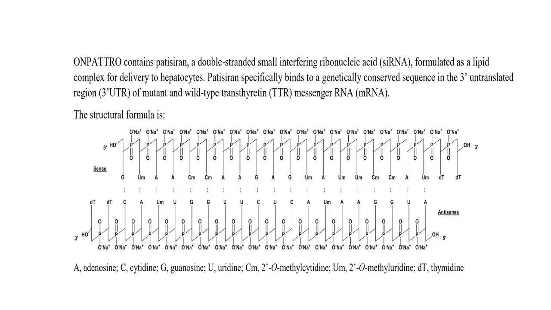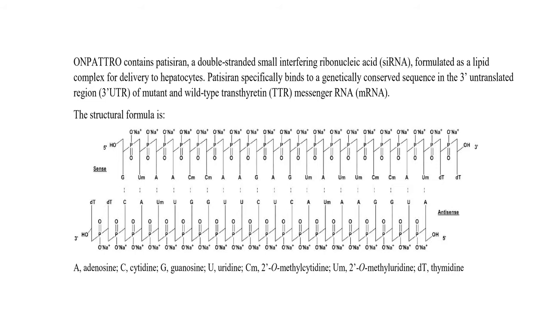Okay, so Onpattro is a double-stranded, small interfering RNA, and it is delivered as a lipid complex. As we've seen before, lipid nanoparticles are working out well as delivery agents in the human body. So the target of this particular oligo is a conserved sequence in the 3' untranslated region of the RNA encoding TTR, the transthyretin mRNA that is responsible for this particular disease.